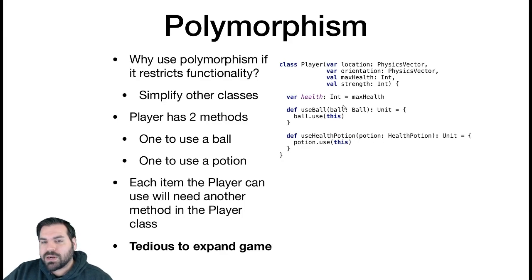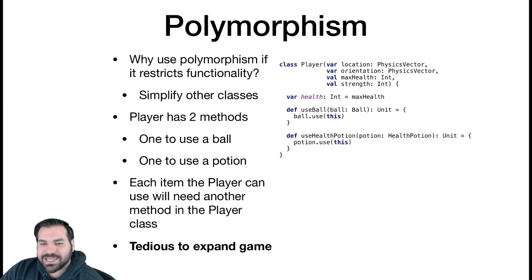So if we recall the player class, which we talked about briefly at the beginning of last lecture, the player class had two methods. One method to use a ball, one method to use a health potion. To use a ball takes an input, a parameter of type ball. This should be dodgeball. I didn't update this one. Use health potion takes a health potion and then just calls the use method on the ball or dodgeball or health potion, passing a reference to the player to the method.